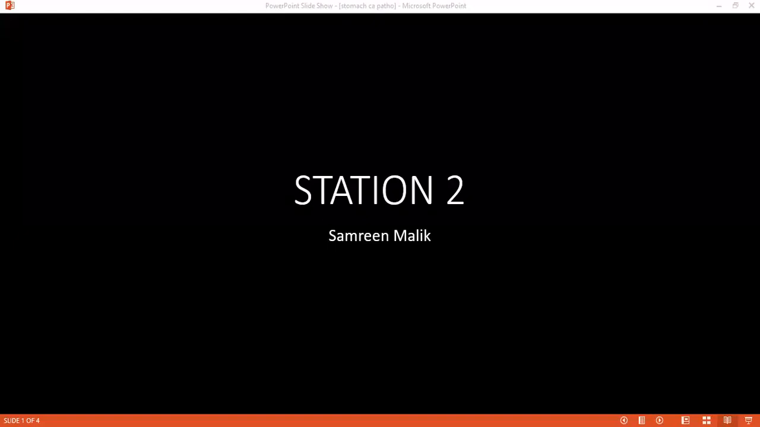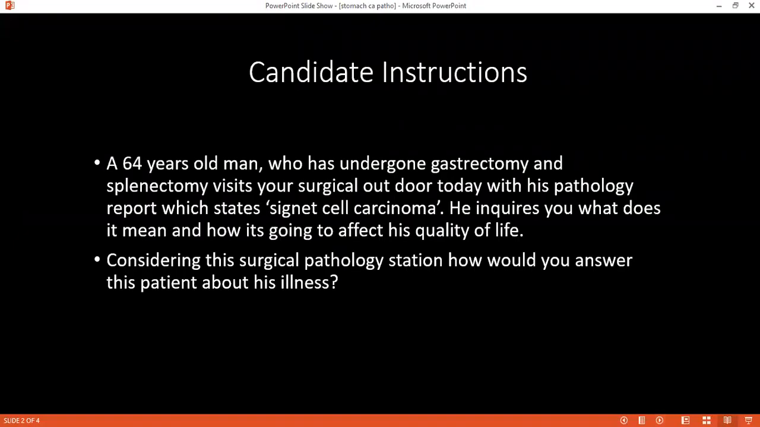And here is your question. Right, if you have read and understood, considering it's a surgical pathology station, can you please tell me what is the pathogenesis behind this patient's condition?